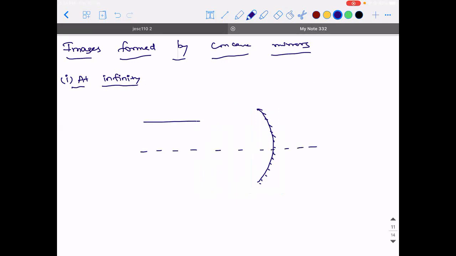So infinity means if I take a ray parallel to the principal axis, after reflection it will pass through the focus. If I take another ray parallel to the principal axis below it, then this ray will also pass through the focus. The minimum number of rays required to locate the image of an object is 2, and we have taken the 2 rays and we got the location of the image. Where is it formed?